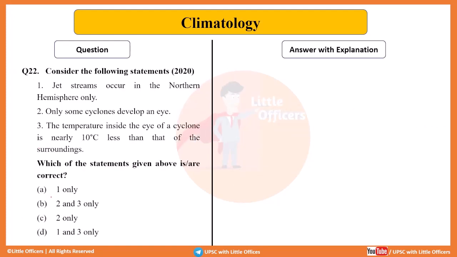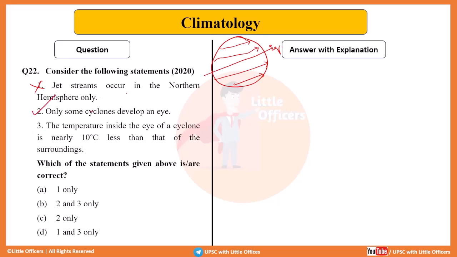Next, consider the following statements. It is from the climatology section now. We have been dealing with this. Jet streams occur in the northern hemisphere only. Obviously wrong. Jet streams can occur in the northern and southern hemisphere, because we have two permanent jet streams. One is the polar jet stream, then the subtropical jet stream. Similarly, the same replicates in the southern hemisphere also. Okay. So this is wrong.